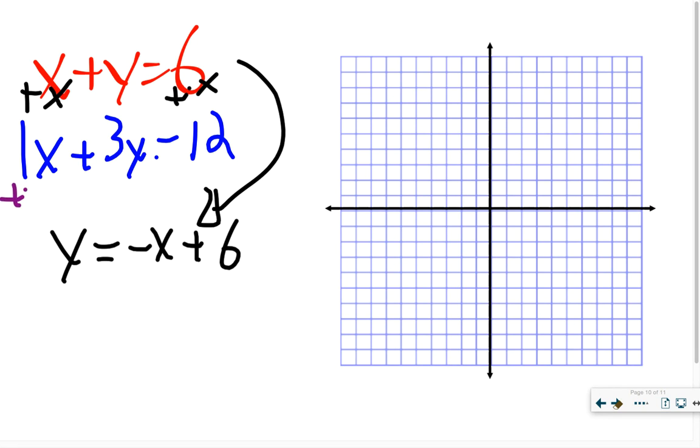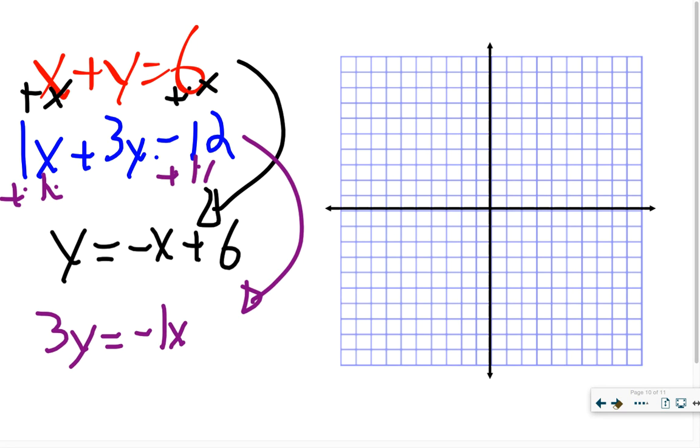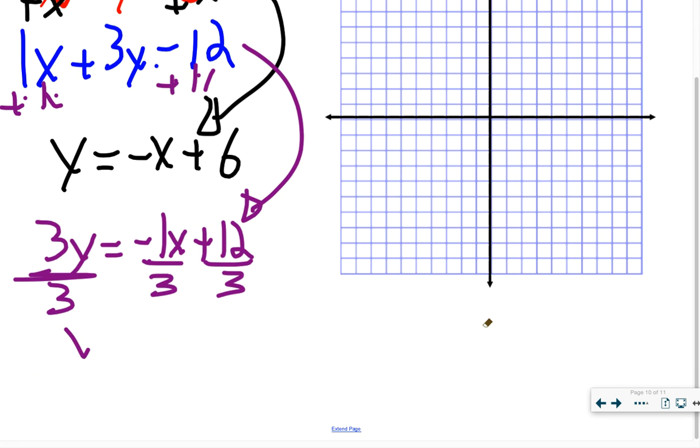Here we go. Add a negative 1x to both sides. Oops, ran out of room. I'm going to come down here. Oh, interesting. 3y equals negative 1x plus 12. Awesome. But hey, don't forget about that 3. Get rid of that 3. So divide everything by 3. So you finally get down here. I know it's a little bit of work, but we got there. Y equals negative 1/3 x plus 4.